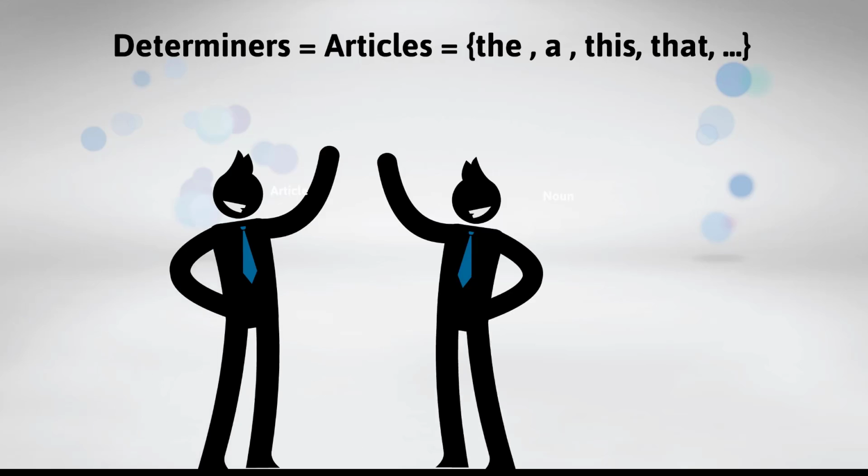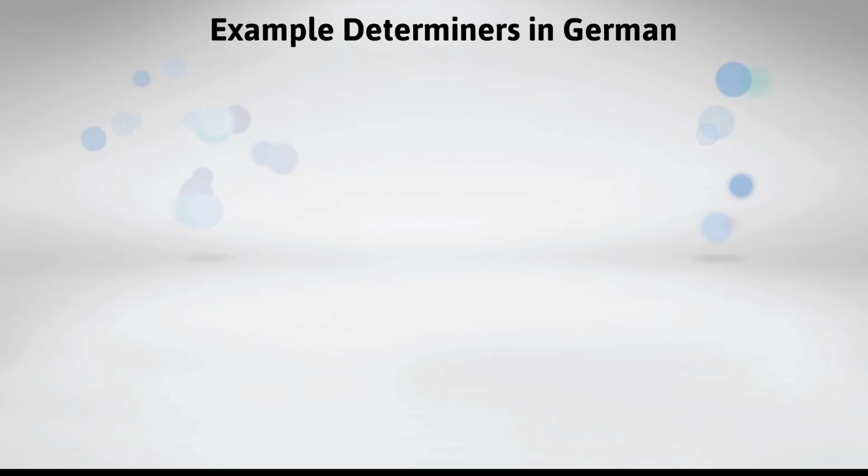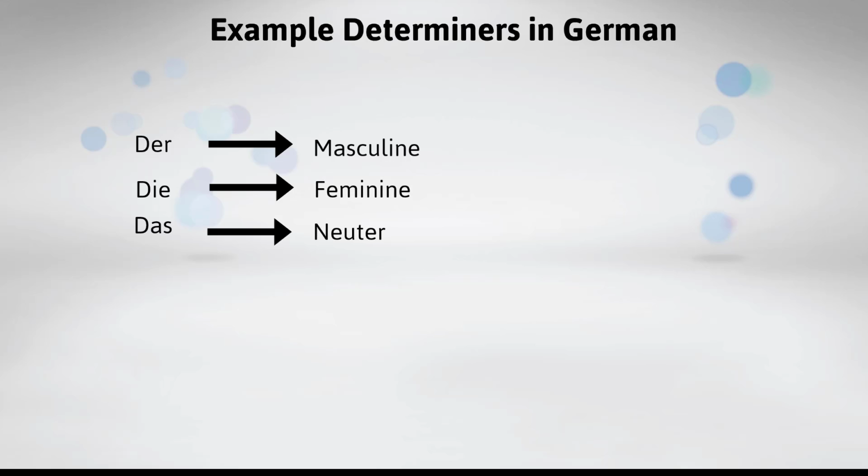Also, the definite article must agree in gender with the noun to which it belongs. In the gender class of the nouns, there are three different forms of the articles in German: der, die, das, which correspond to masculine, feminine, and neuter respectively.